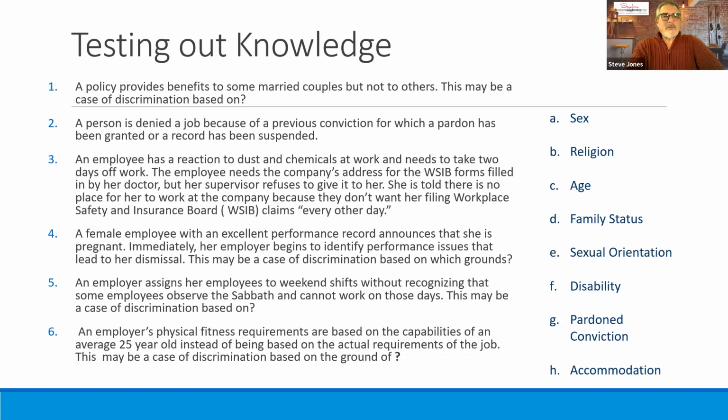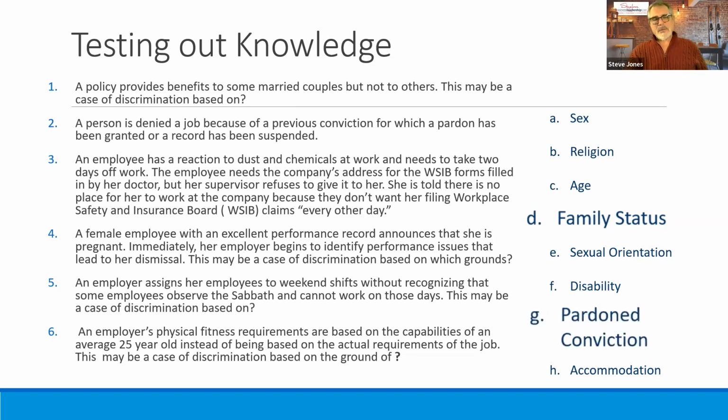A policy provides benefits to some married couples, but not to others. This may be the case of discrimination based on family status, and I don't think anybody's talking, so I'm answering it myself. A person is denied a job because of a previous conviction for which a pardon has not been granted, or a record has been suspended. So we know what that one is. That is discrimination based upon pardoned convictions.